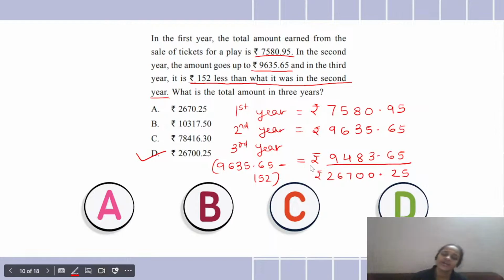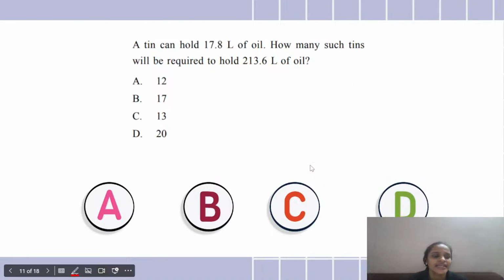Okay. All right. But good attempt. Satish gave the correct answer first. And yeah, option D is the correct answer. Okay. All right. Let's move on to the next one.